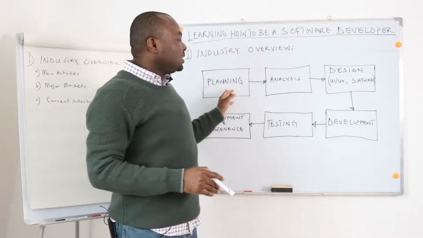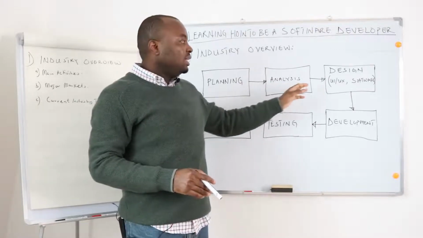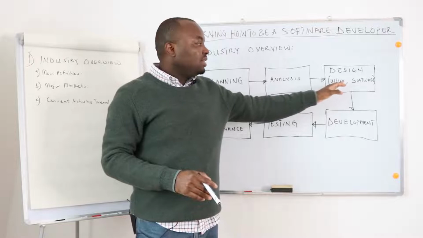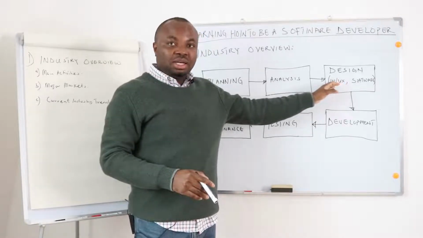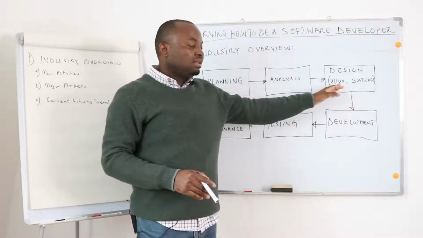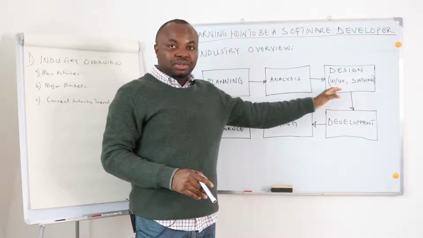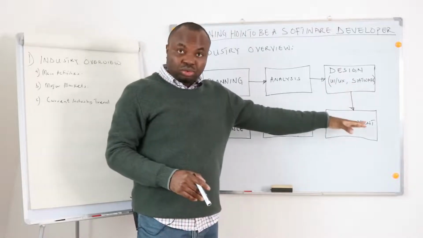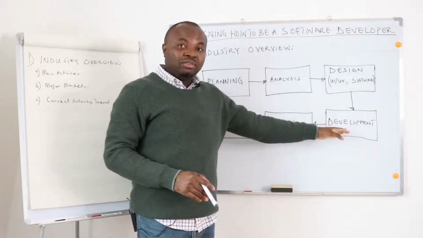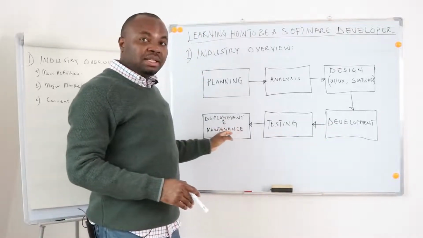The first activity is the planning. Then we have the analysis. Then we have the design. Within the design, we have the UI UX design, and then we have the software design. The UI UX design is the user interface and the user experience design. Then we have the software design properly. Then we have development. Then we have testing, and then deployment and maintenance.